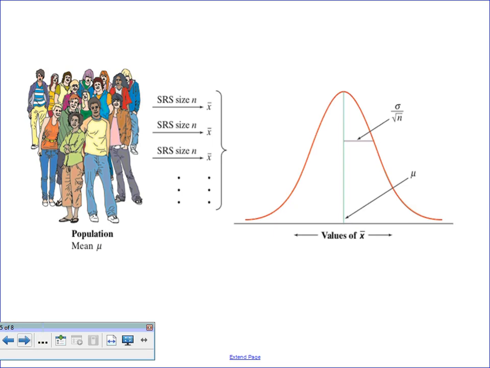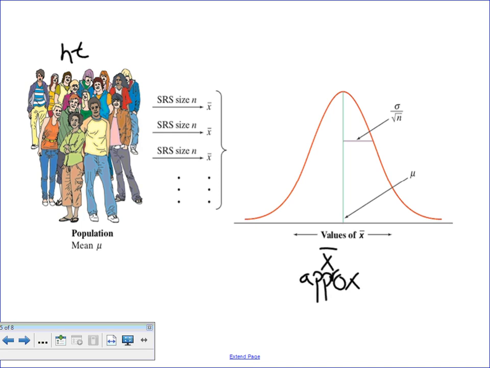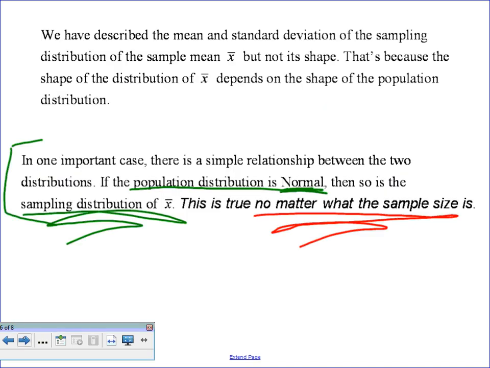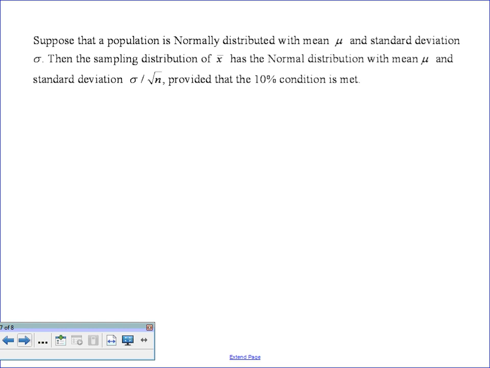But if we sample from an approximately normal population, like let's say this is people and we were measuring height, well, we know that height is a normally distributed variable, so the sampling distribution of x bar would be approximately normal. And then we can start doing the normal probability calculations we did last time. Now, the question you're probably going to ask yourself is, what do we do if we're sampling from a non-normal population? And the answer to that question is, I will tell you in the next video.